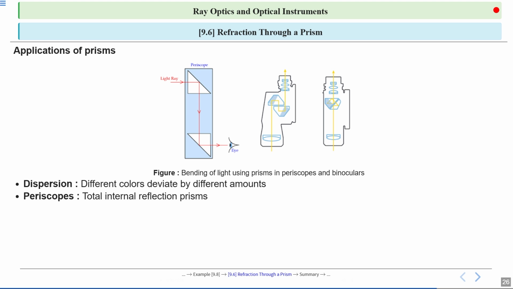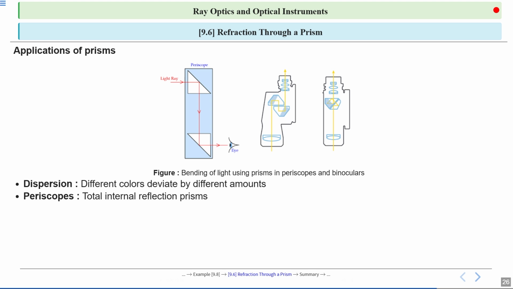Moving on to periscopes, they utilize total internal reflection prisms. This means that light is completely reflected within the prism, allowing us to see over or around obstacles without a direct line of sight. It's a clever use of prisms that demonstrates how refraction and reflection can be harnessed for practical purposes. Periscopes are generally used in submarines to see the view outside the water.